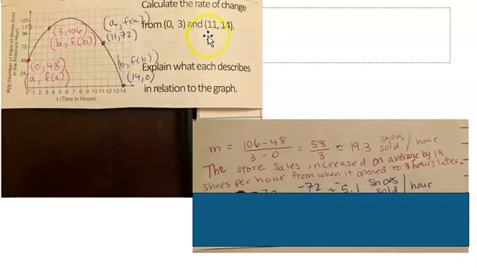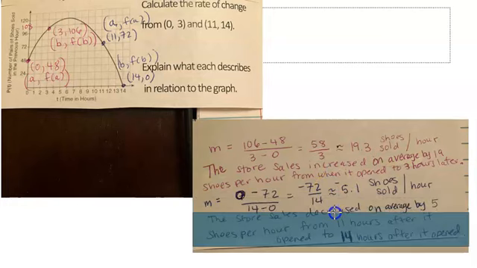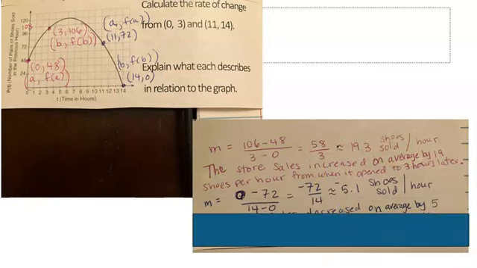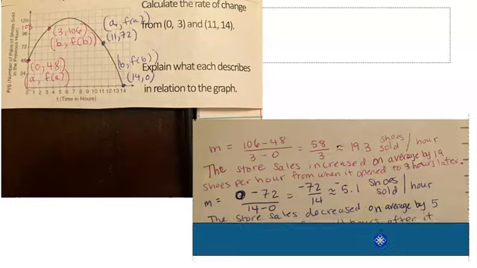I'll do the exact same thing for the interval 11 to 14. Again, I labeled my point and my f of b and f of a. I set up my formula for rise over run. I plugged this into my calculator. And this time you'll notice I have a negative number as my average rate of change, and that number is negative 5.1 shoes sold per hour.